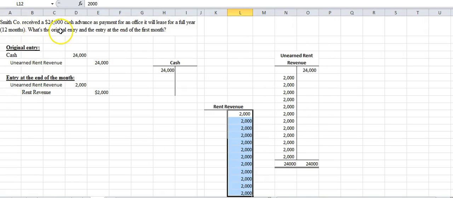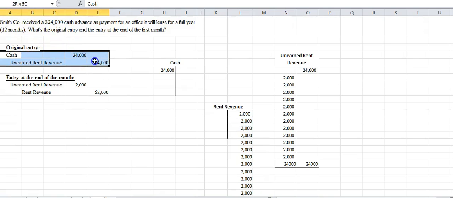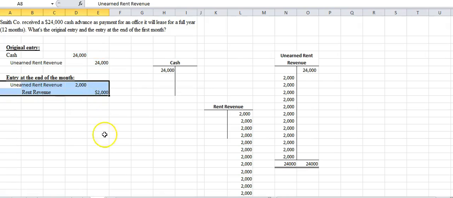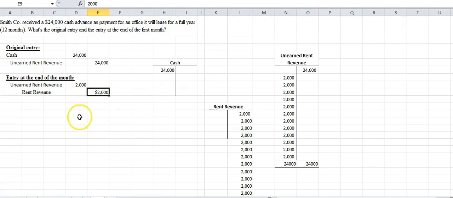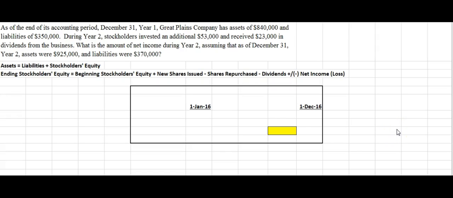But the question said, what was the original entry? This is the original entry, and the entry at the end of the month is this one, right? Every month you're going to do this entry. You're going to recognize a portion of your revenue, okay? So those are our samples. Let's do more examples of problems that you might expect in the first exam, okay?